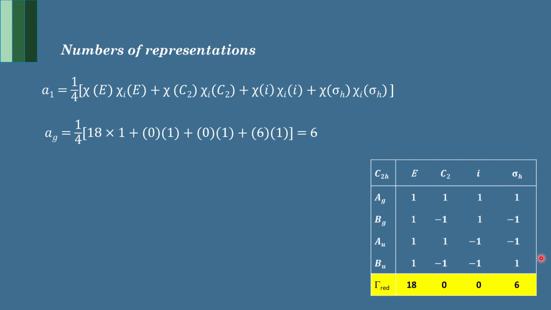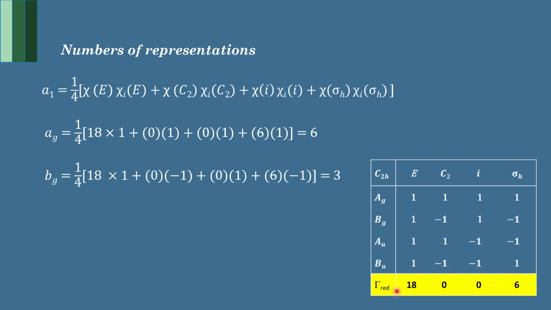How many times has Bg appeared? So 1 by 4 is there. 18 into 1 is 18. The 0s have no meaning. 6 also is there, but this time 6 is negative. 6 into minus 1 is equal to minus 6. So your expression would be 18 minus 6 upon 4, that is 12 by 4, which is equal to 3.